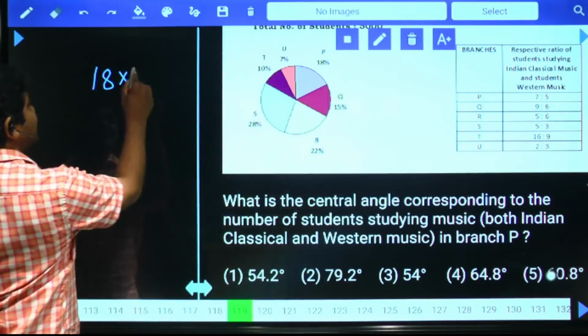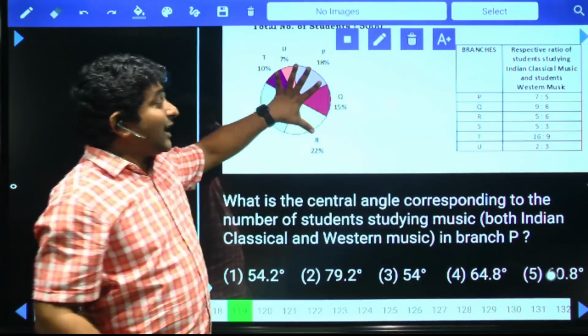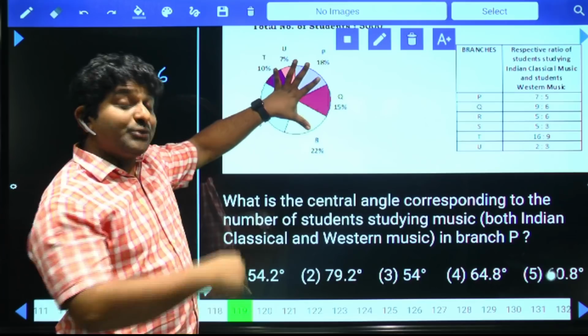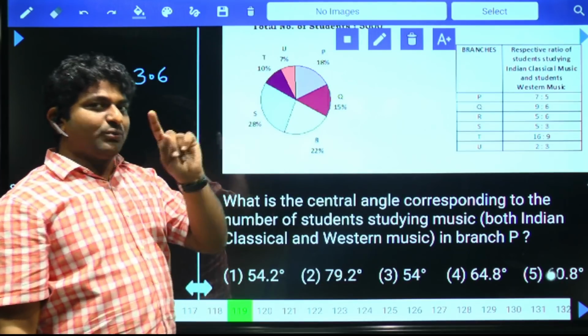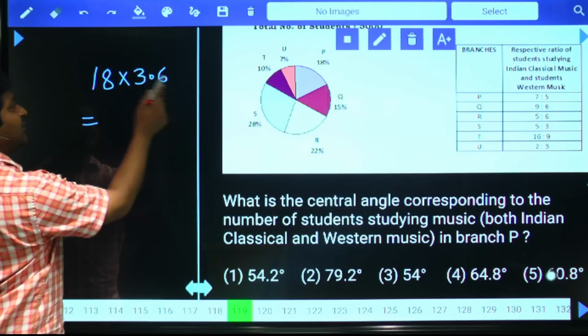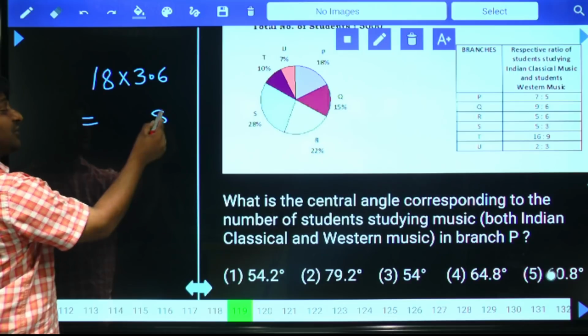3.6. So 18 into 3.6 is our final answer. Total 100% is equal to 360 degrees. 10% is 36 degrees. 1% is 3.6. 18 into 3.6. Last digit verification: 6 into 8, 48. Answer should end with 8.